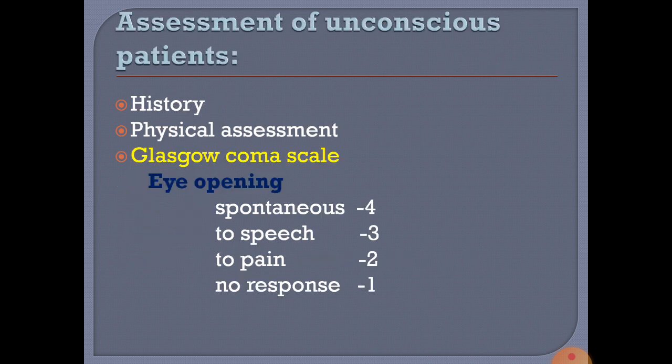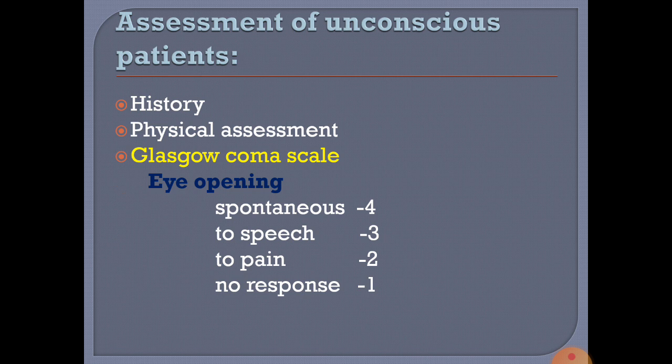We have to first know the assessment of the unconscious patient. This can be done by collecting a thorough history to find out the cause of unconsciousness. Secondly is physical examination, which includes head-to-toe examination. Thirdly is Glasgow Coma Scale, which is very important to know the level of unconsciousness.